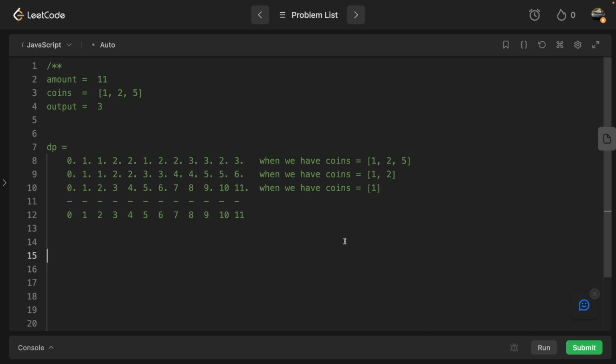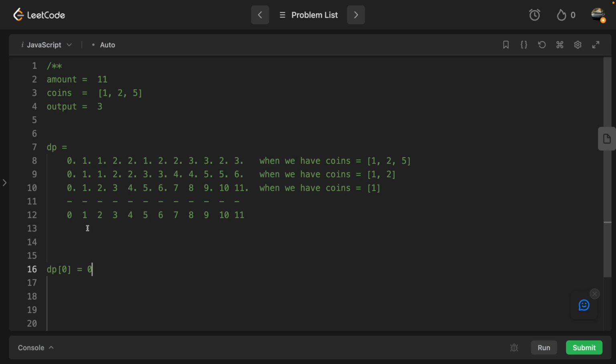Here we see that when our coin array equal 1 with the amount 0, we have 0. And if we have the coin 1 and 2 to make up the 0 amount, we have the 0. And also if we have the coin 1, 2, 5 to make up the 0 amount, we still have 0. So we can deduce that our DP array here for the first element is always gonna be 0 because it is gonna be our base case.